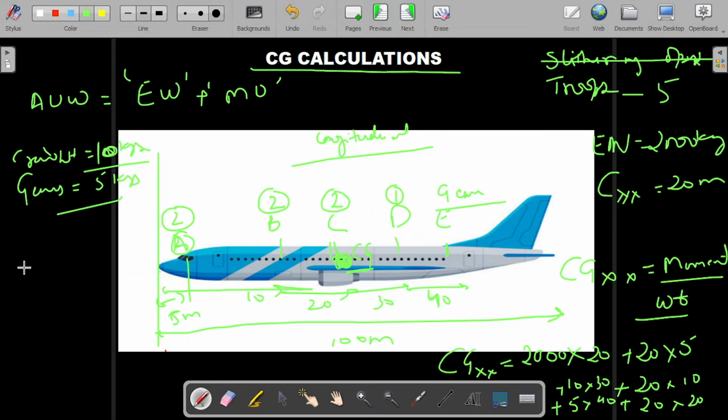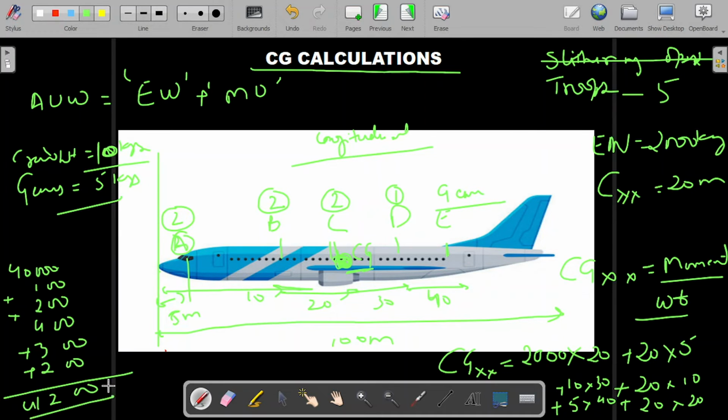So when we calculate the complete part, this will be 40,000 plus 100 plus 200 plus 400 plus 300 plus 200. So when we calculate, 41,200.